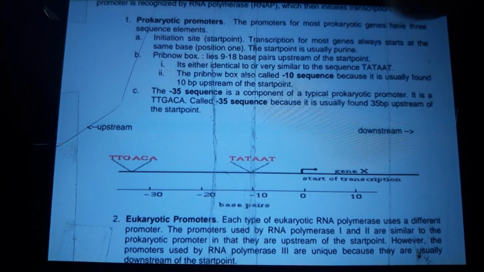We then have the eukaryotic promoters. Each type of eukaryotic RNA polymerase uses a different promoter. The promoters used by RNA polymerase 1 and 2 are similar to the prokaryotic promoter in that they are upstream of the start point. However, the promoters used by RNA polymerase 3 are unique because they are usually downstream of the start point.